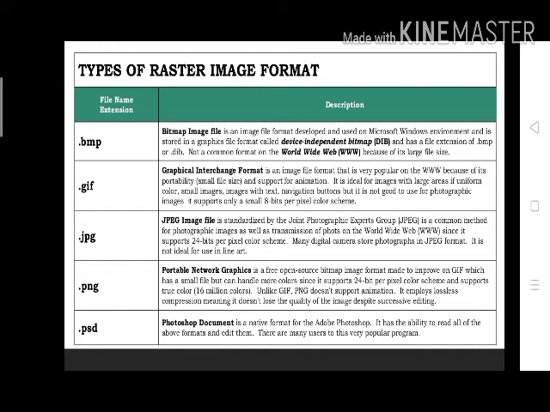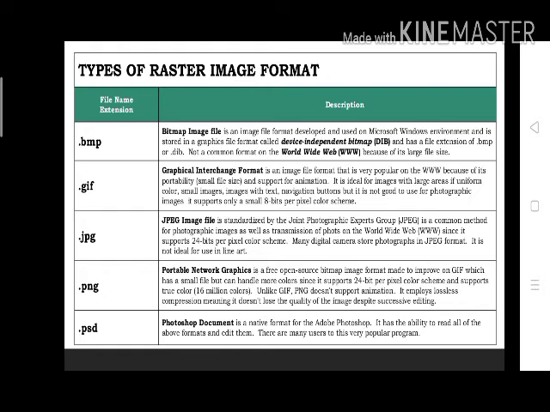Next, the .jpg or JPEG image file is standardized by the Joint Photographic Experts Group, or the so-called JPEG. It is a common method for photographic images as well as transmissions of photos on the World Wide Web, since it supports 24 bits per pixel color scheme. Many digital cameras store photographs in JPEG formats. It is not ideal for use in line art.